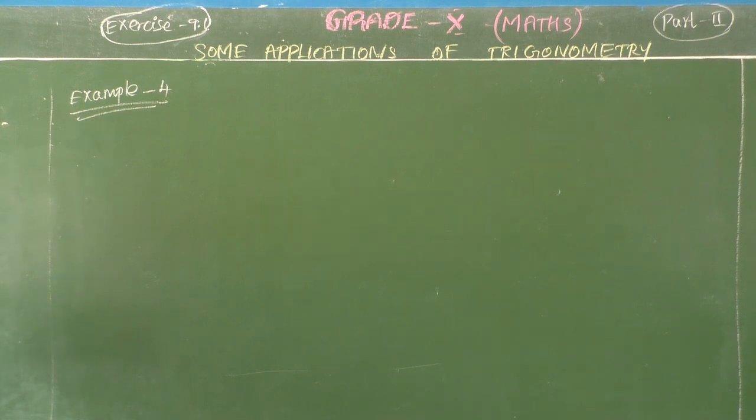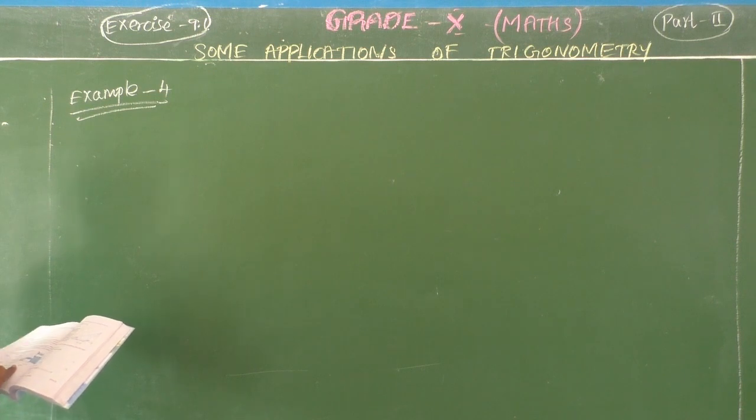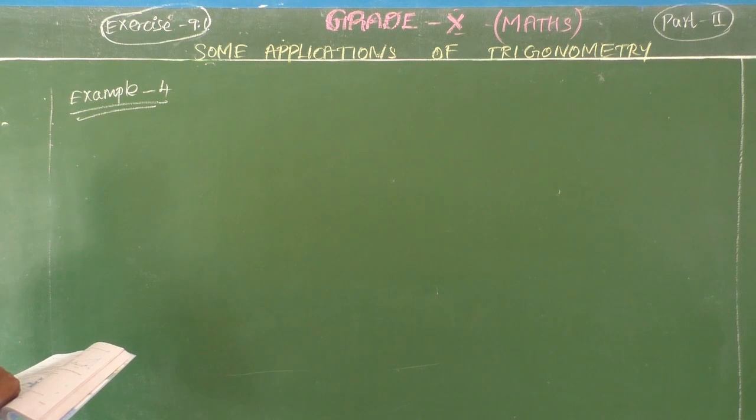Now I am reading the question. Listen carefully. From a point P on the ground, the angle of elevation of the top of a 10-meter tall building is 30 degrees. A flag is hoisted at the top of the building. The angle of elevation of the top of the flagstaff from P is 45 degrees. Find the length of the flagstaff and the distance of the building from the point P.